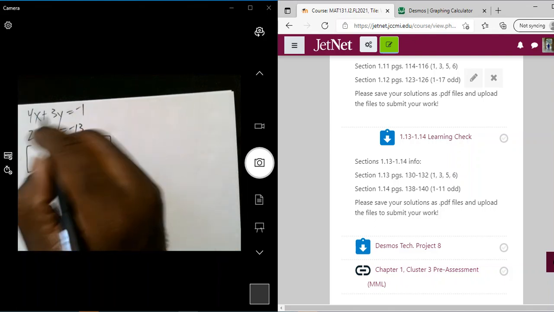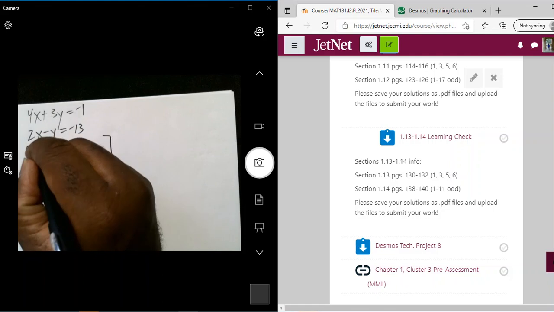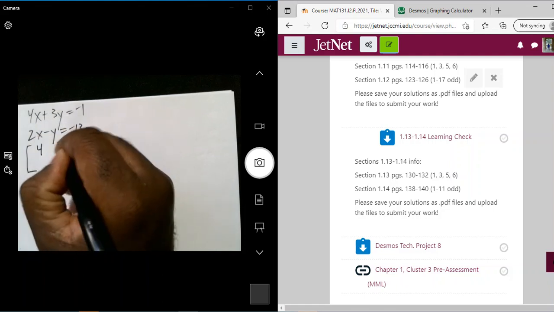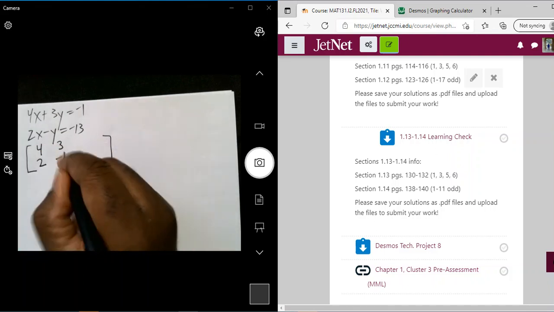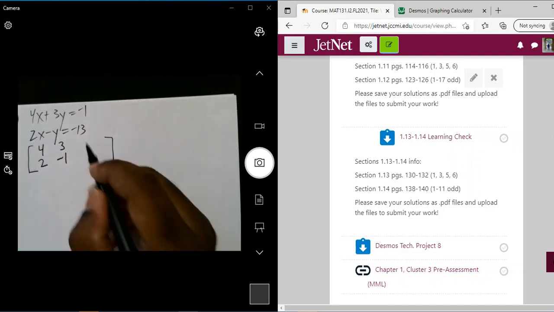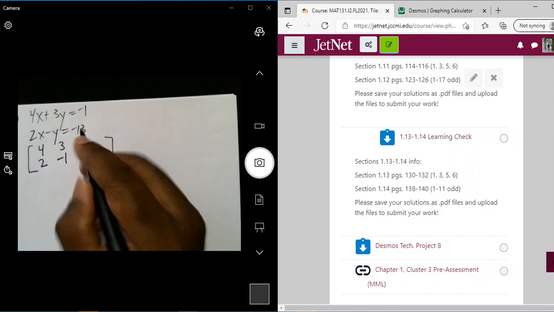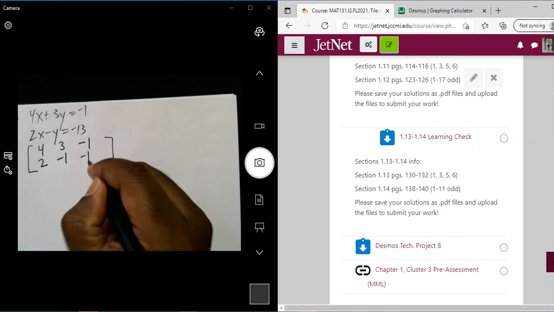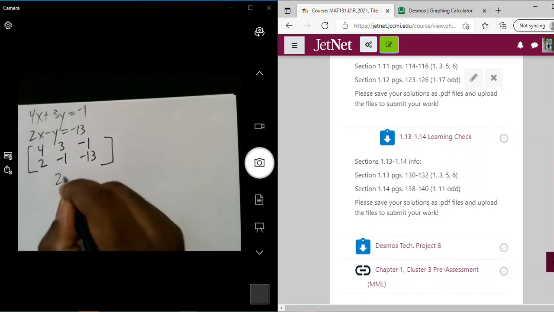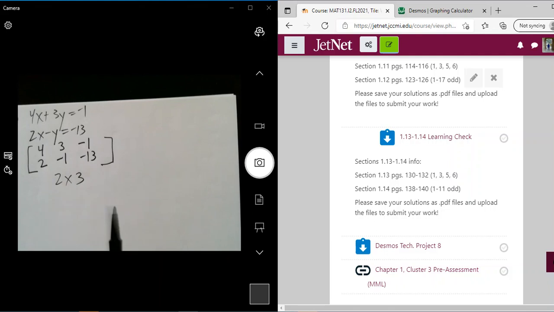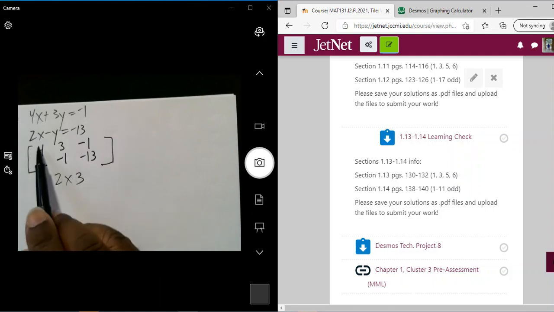even across the equal sign. So we'll take the coefficients of the variables. We'll take 4, we'll take 3, we'll take 2, and the coefficient of y here is -1. And then the last number would be the number behind the equal sign, -1 and -13. And that's the augmented matrix. And this is a 2 by 3 matrix. You don't have to write the 2 by 3, but that's 2 down, 3 across.